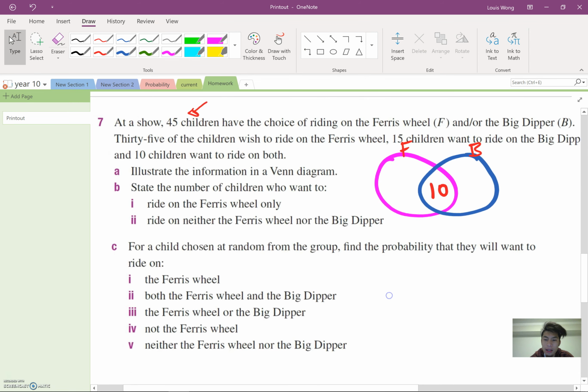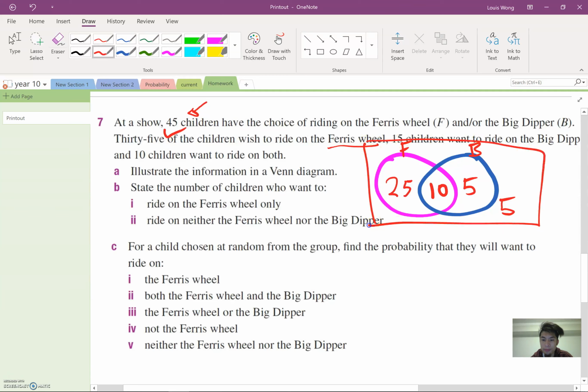What I've got then is I need to find out the totals. 35 want to ride the Ferris wheel, so this big circle has to add up to 35. So what number plus 10 is 35? It should be 25. 25 plus 10, 35. So I'm good with 35 children. And 15 want to ride the Big Dipper. So 10 plus, hopefully you got 5. This gives me 25 plus 5 is 30 plus 10 is 40, but there are 45 children. So 5 people who are missing belong outside the box.